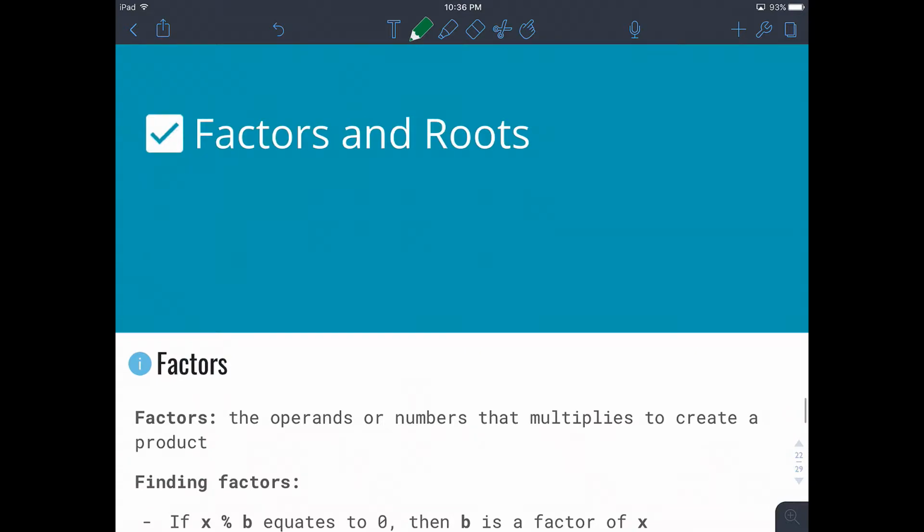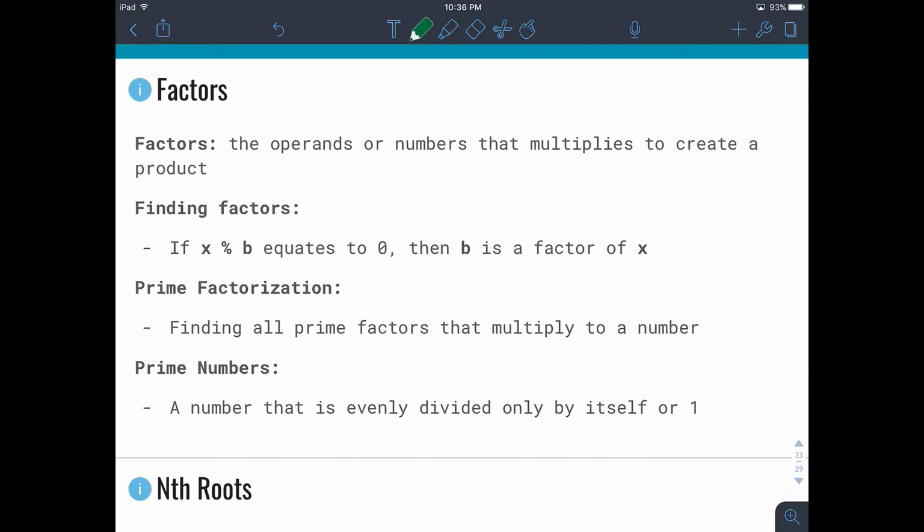Let's go into factors and roots. Factors are the operands or numbers that multiply to create a product. Finding factors: if we have a number x, and when we divide it by b, we get a remainder of 0, then we can say that b is a factor of x, because it's divisible. x is divisible by b. Therefore, b is a factor because we can multiply it by a certain number to get the number x.